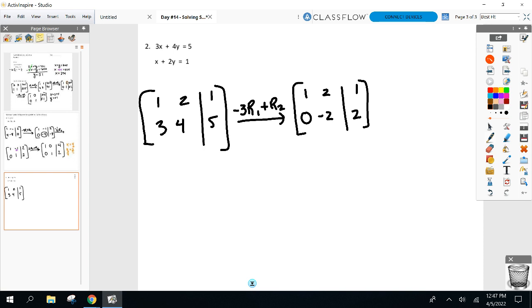You can add the 2. Oh, stop. I'm trying to stay away from the whole adding thing. If I need a 1, what do you always multiply by? The reciprocal. All right? So what's the reciprocal of negative 2? Negative 1/2 times row 2. Okay, if you ever need a 1, make it easy. Just multiply a row by the reciprocal.